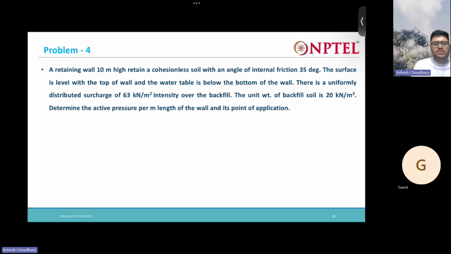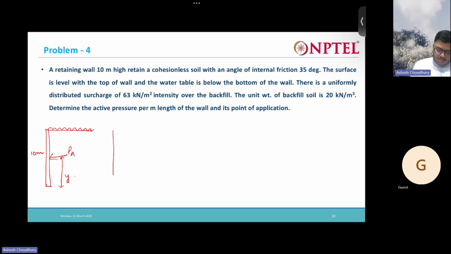Next, a retaining wall 10-meter high retains a cohesionless soil with an angle of internal friction 35 degrees. The surface is level with the top of the wall and the water table is below the bottom of the wall. There is a uniformly distributed surcharge of 63, the unit weight of the backfill is given, and we need the active earth pressure per meter length and its point of application. Okay. The wall is 10 meter, you will have some PA that is acting at a meter 5.